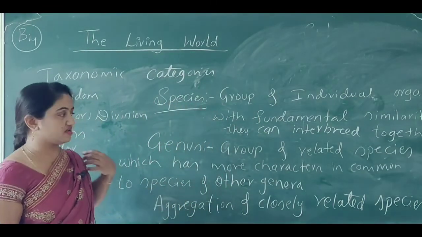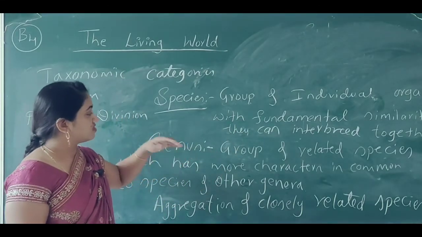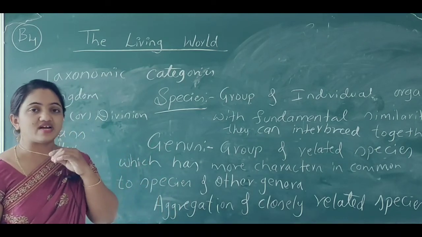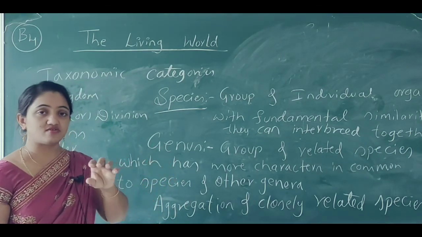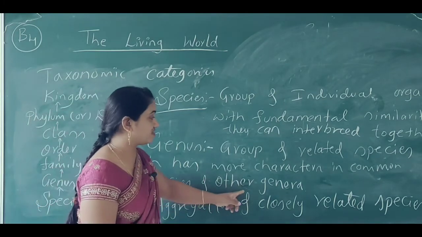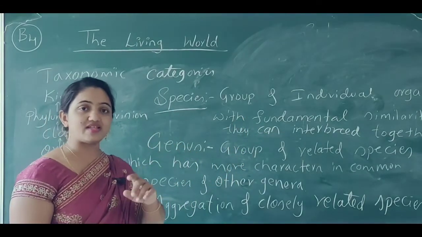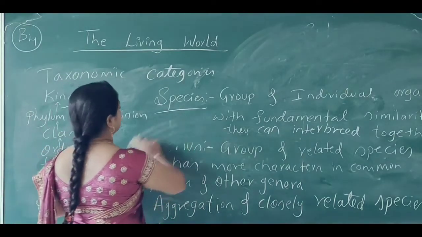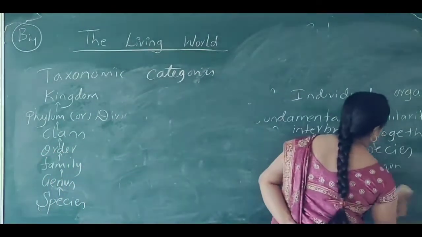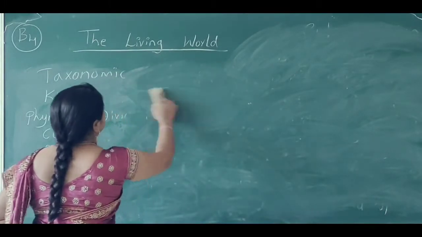If you are not understanding the genus, when I start telling the examples, you'll come to know what is genus. Here I have written, group of related species which has more characters in common. One species and one more species have more similar characters, and they also have similar characters to species of other genera. How will they have similar characters? We'll see by taking a few examples. The examples are as follows.